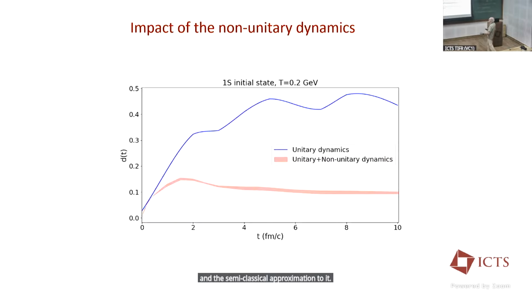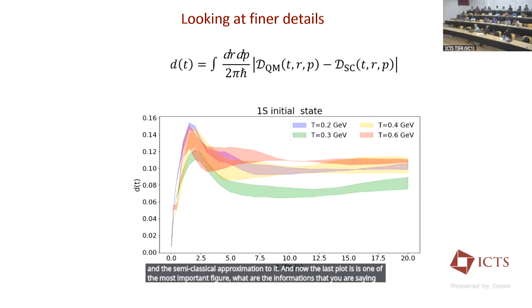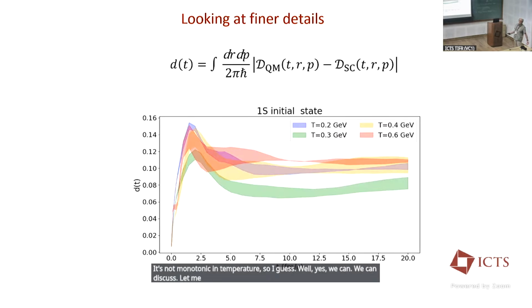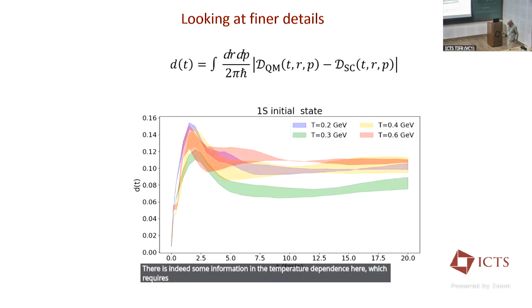And now the last plot is one of the most important. From that figure, what are the informations that you are saying are concrete? I guess the actual value of D is probably not monotonic in temperature. Well, yes, we can discuss. Let me skip that discussion because I still have more slides. And if you're interested, there is a whole paper where we have explored several distances, and there is indeed some information in the temperature dependence here, which requires a more detailed discussion.